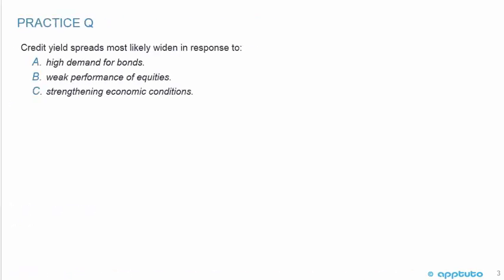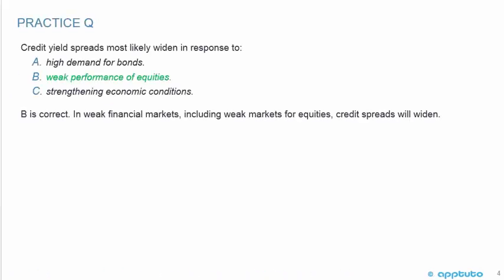So let's just do a quick practice question to check our understanding. Credit yield spreads most likely widen in response to A, high demand for bonds, B, weak performance of equities, or C, strengthening economic conditions. I think that question should be fairly easy. Credit yield spreads will most likely widen in response to weak performance of equities. In weak financial markets, including weak market for equities, credit spreads will widen. If we look at high demand for bonds, if there's high demand, that will narrow the spreads. And if economic conditions are strengthening, again, that will narrow the spreads.